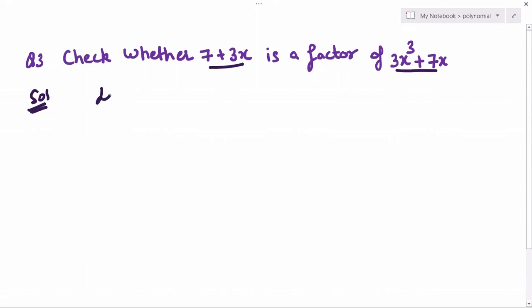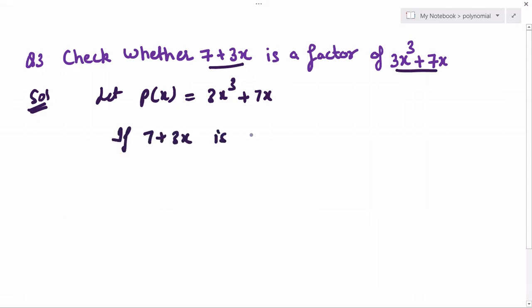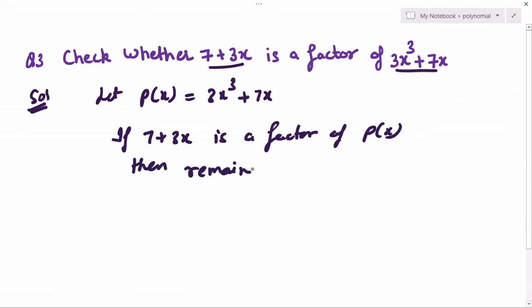So we will assume let p(x) be a polynomial 3x³ plus 7x. Okay? If you want to check that this is a factor, it means this polynomial should be divisible by this. If 7 plus 3x is a factor of p(x), then the remainder should be equal to 0.